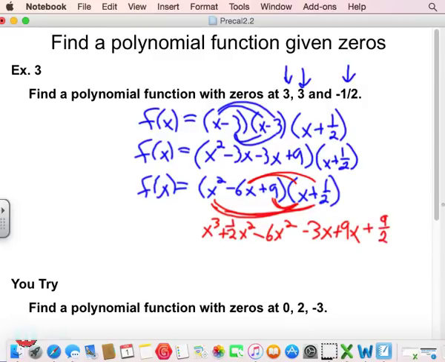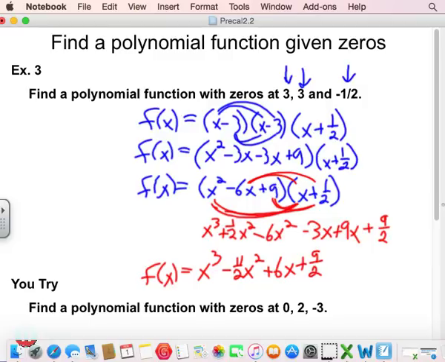And I just got to go through and combine like terms. So I got 1x cubed, I've got a half x squared minus 6x squared. So that would be minus 5.5 x squared, or minus 11 halves x squared. Minus 3x plus 9x is 6x. And I've got plus 9 halves. So this is a function that has all three of those as zeros.